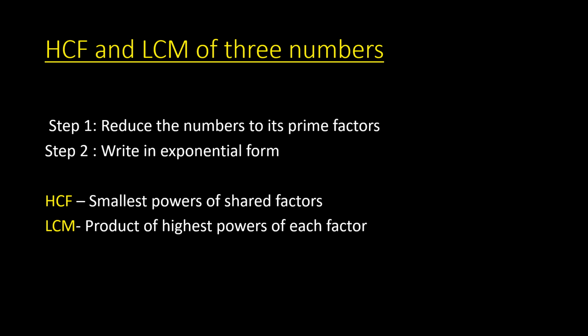Many students are confused about how to find the HCF and LCM of three numbers. To find the HCF and LCM of three numbers, I will show you an easy method. Step 1: Reduce the numbers to their prime factors. Step 2: Write in exponential form. HCF will be the smallest powers of the shared factors and LCM will be the product of the highest powers of each factor. This can be explained using an example.